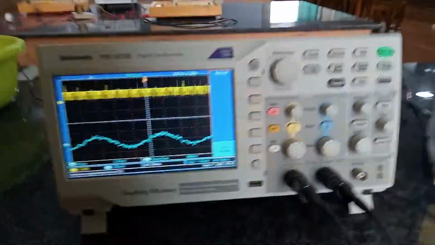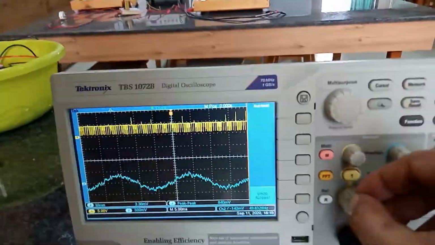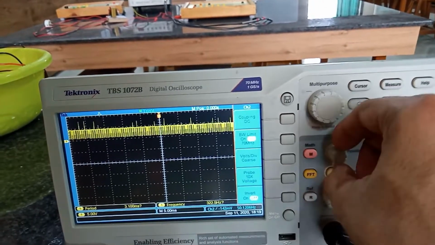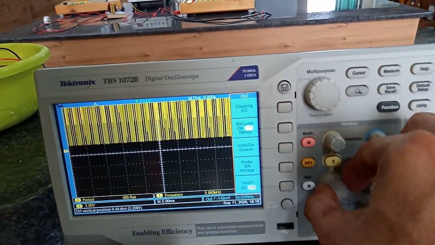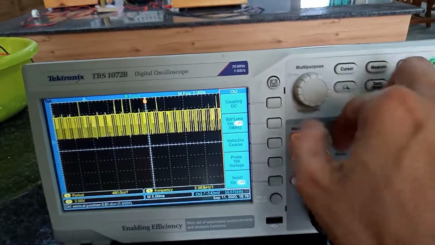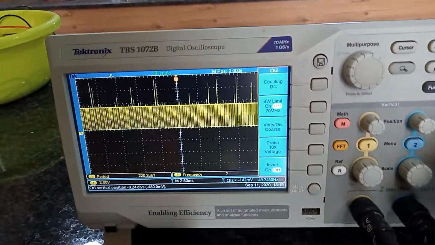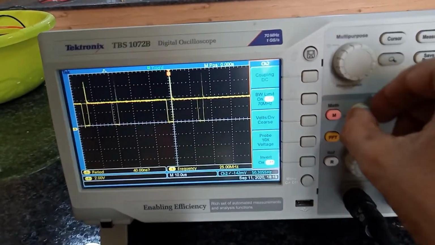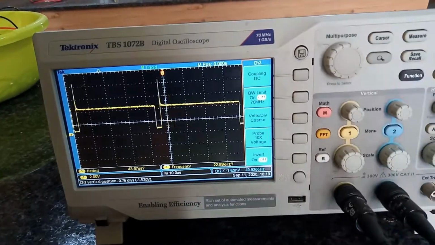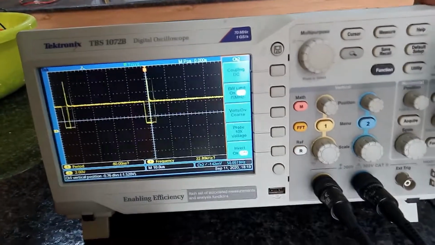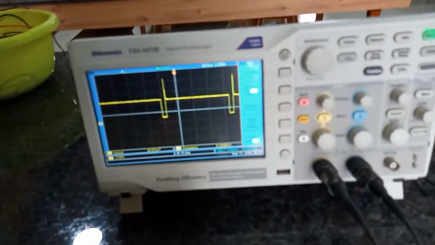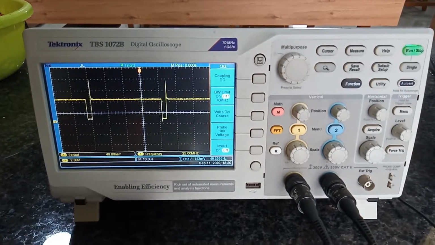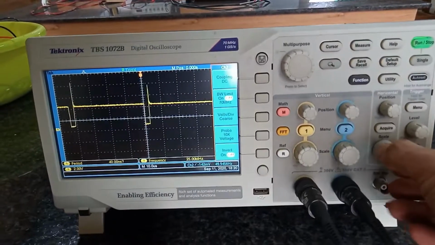This is out of visibility, we cannot calculate using this waveform, so make it large enough and make the time scale appropriate so that you can measure the time period T. This is the waveform which you are getting.